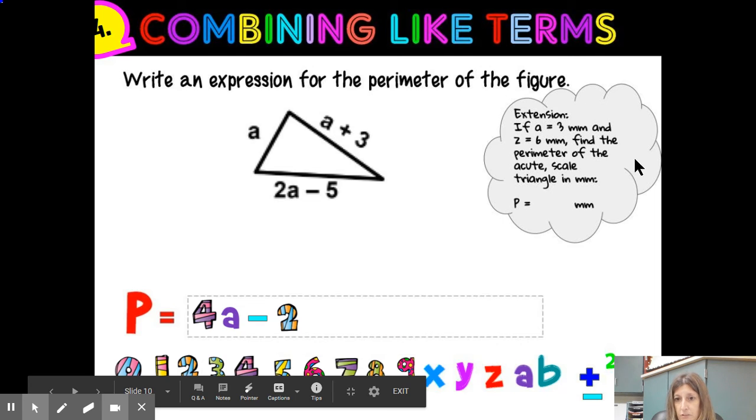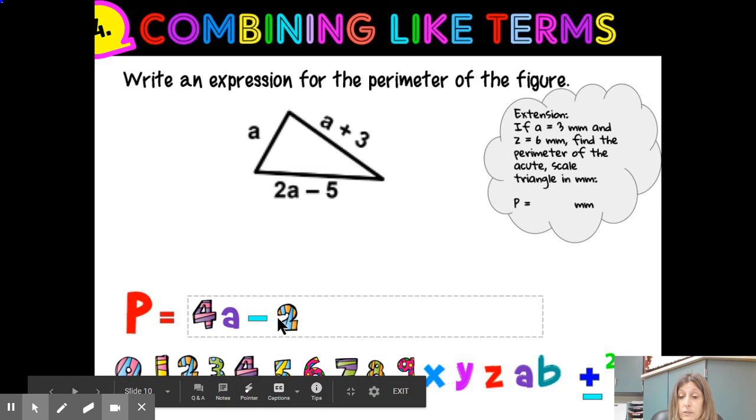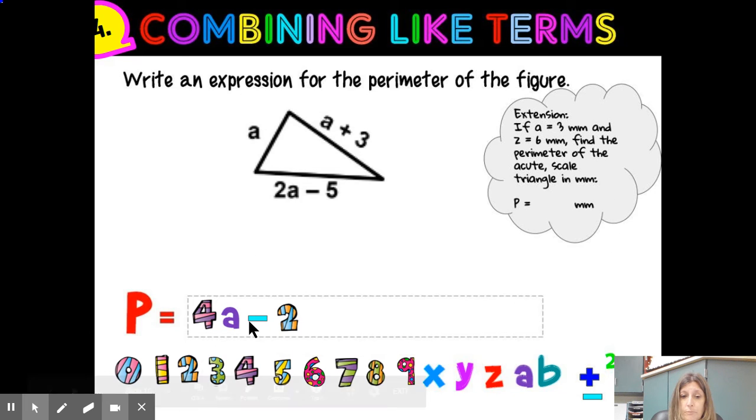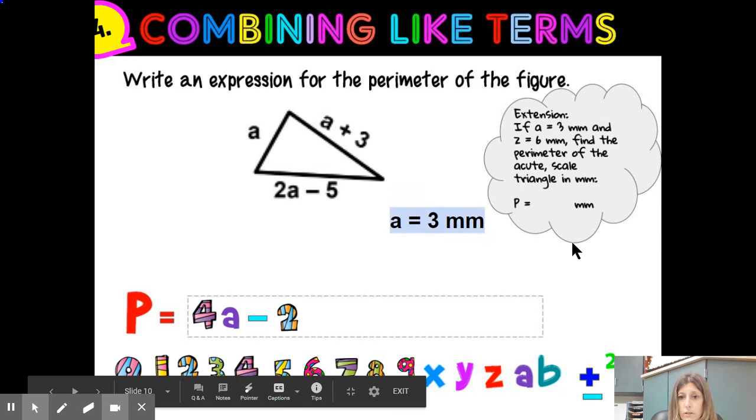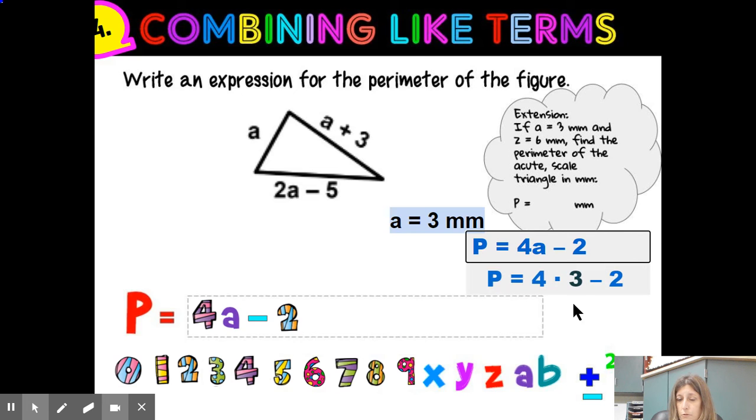Now, you see extension. They're going to tell us what a will be. Actually, we don't even have a z. We don't need that part of it. So let's say a is 3 millimeters. Now, can we substitute 3 for a into the expression and then actually get a number? Forget about that z. I didn't need that. So 4a minus 2, I'm going to substitute 3.